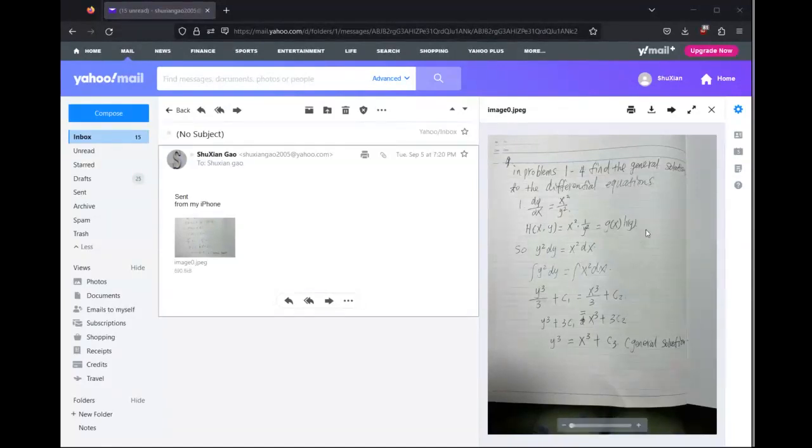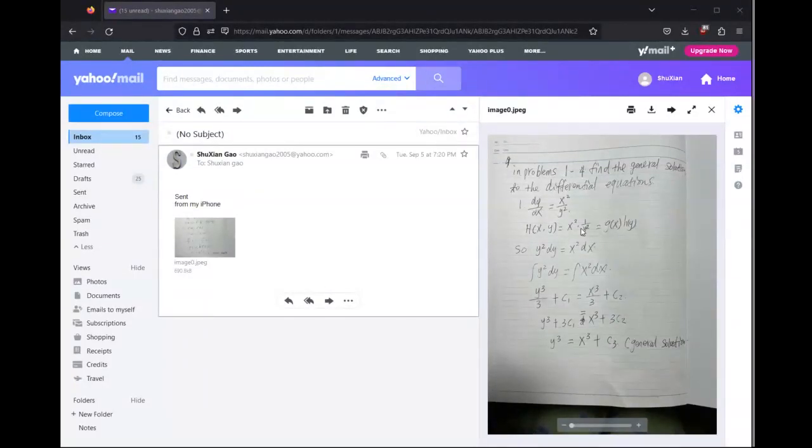Oh, okay. Yes. Today I choose question 1, which is to find the general solution to the differential equation dy over dx equals x squared over y squared. We know that I use a separable equation, like x y equals x squared times 1 over y squared, which is g(x) h(y). So y squared dy equals x squared dx.